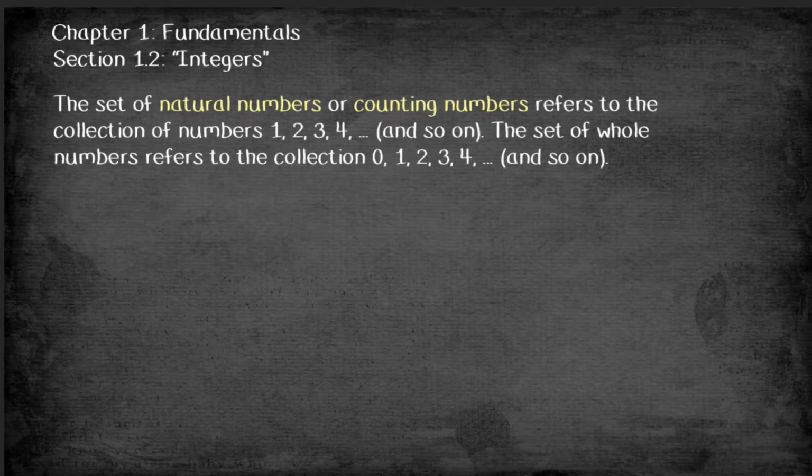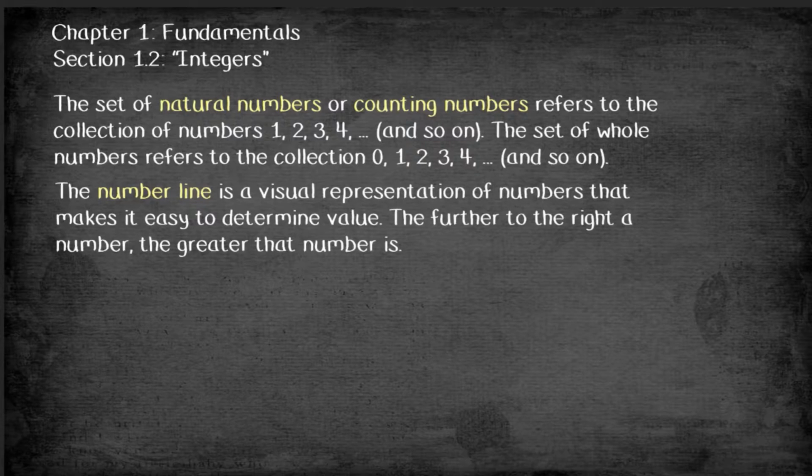So to begin, the set of natural numbers or counting numbers refers to the collection of the numbers 1, 2, 3, 4, and so on. And then if we want to expand that to the set of whole numbers, we just add in the number 0. So the set of whole numbers refers to the collection 0, 1, 2, 3, 4, and so on.